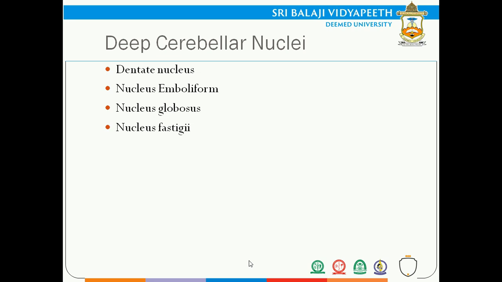Okay, the outer part is fully gray matter, there is no doubt. Within the gray matter there is white matter. Within the white matter, at certain places you get some localized condensations of gray matter, what we call the cerebellar nuclei. They are the dentate nucleus, emboliform nucleus, globose nucleus and the fastigial nucleus. To repeat the names once again: dentate nucleus, emboliform nucleus, globose nucleus and the fastigial nucleus. All the four of them are very important for MCQs.